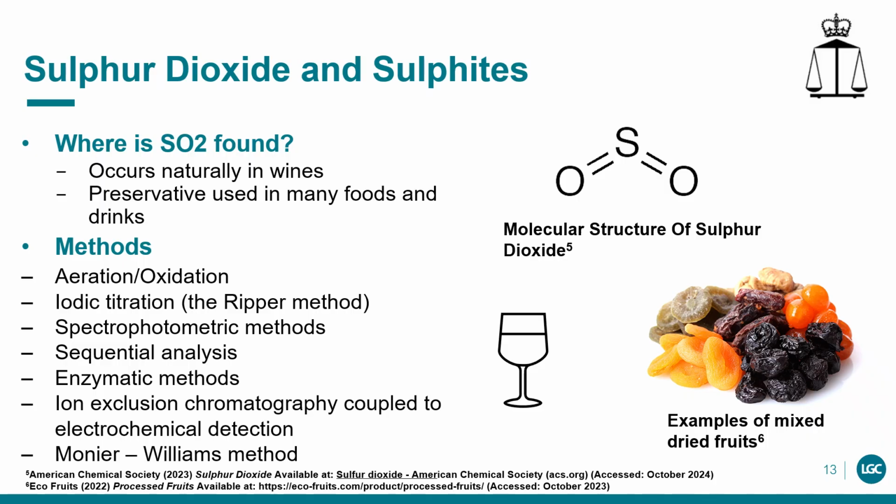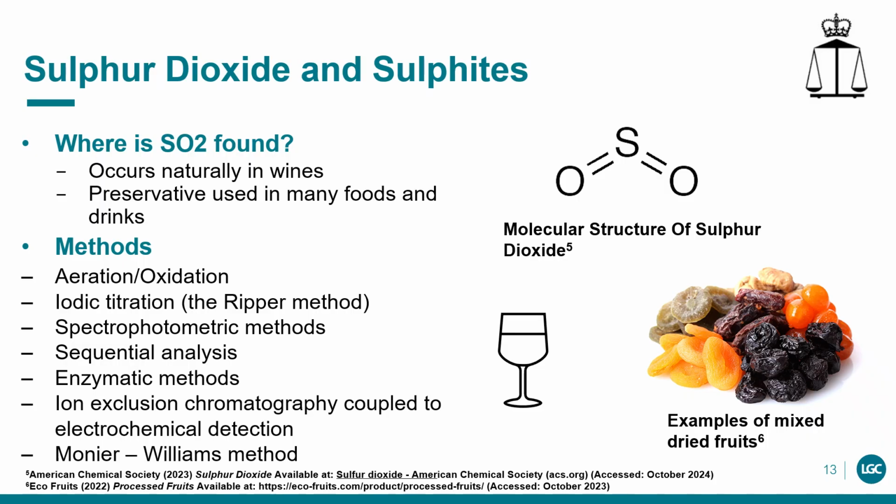A frequently used detection method is that of aeration oxidation, AO, which involves freeing the sulfur dioxide from the sample matrix. However, applying this method for on-site testing by smaller manufacturers is frequently impracticable, as the procedure is specialized. Other, more efficient methods are also available.